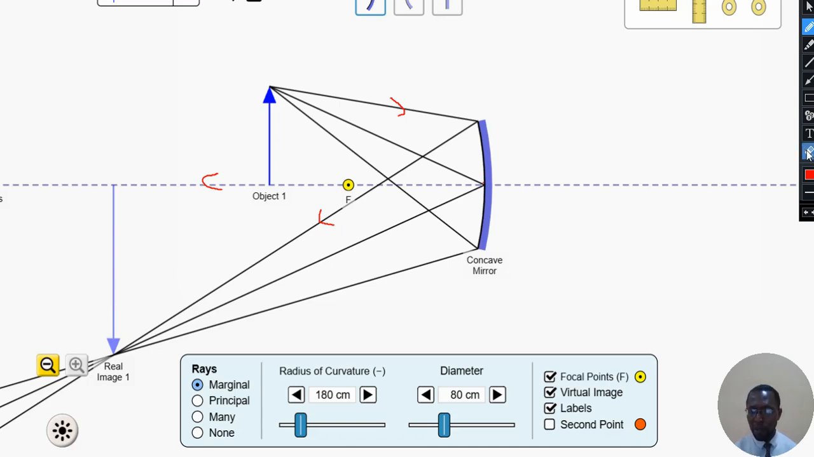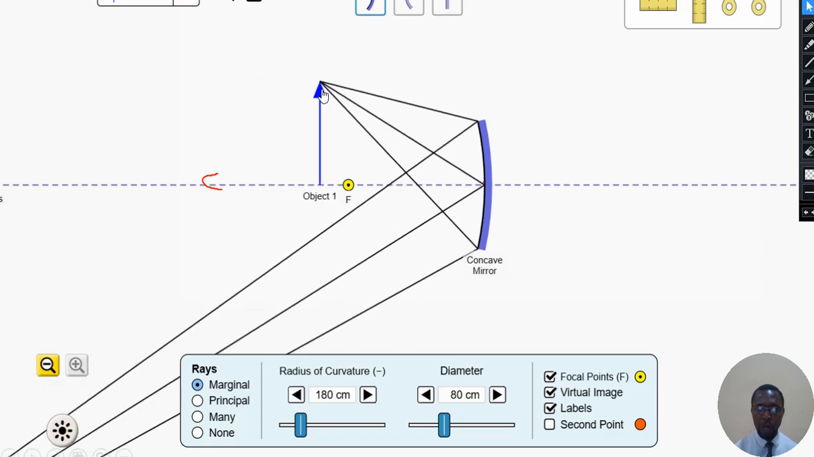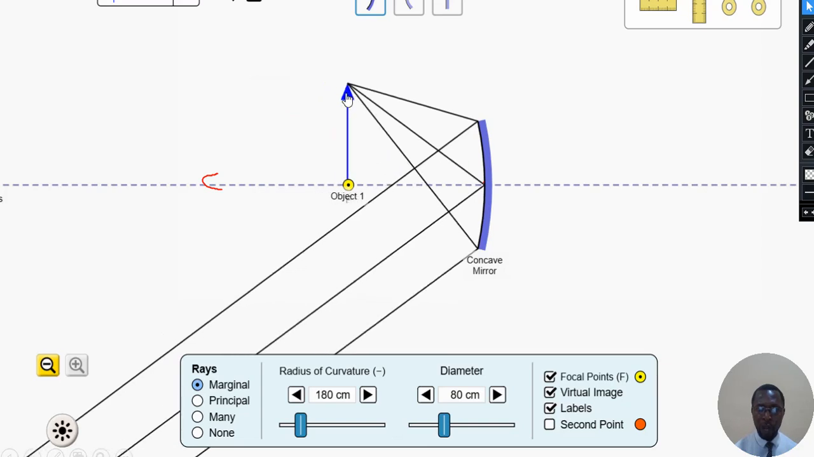Again, let's experiment again. If we take this object from between the center of curvature and the focal point, and take it a little bit closer to where the focal point itself is. When the object is on the focal point, you could see that the image cannot be found anymore. We can now see that the image formed is at infinity. That means we can't see it. When the object is on the focal point, the image cannot be seen. It's at infinity.